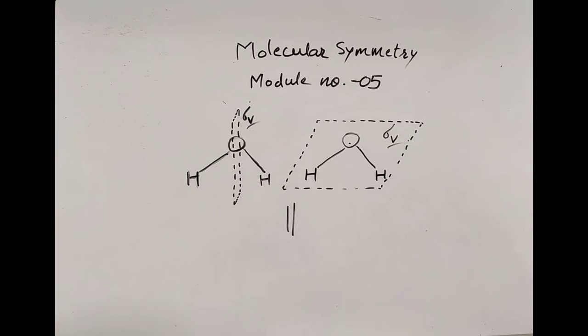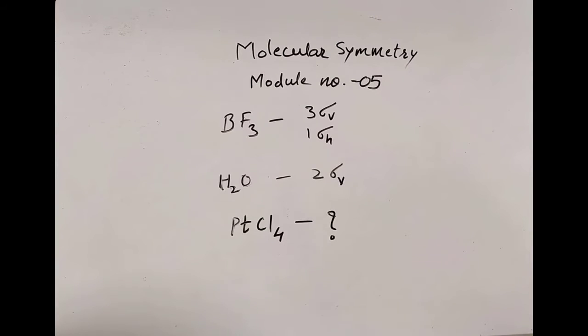In both the images, the principal axis is parallel to the plane, and hence we will call both planes vertical mirror planes. And these are the only 2 planes that are present in a water molecule. There is no other plane in the water molecule. So we have taken 2 examples till now.